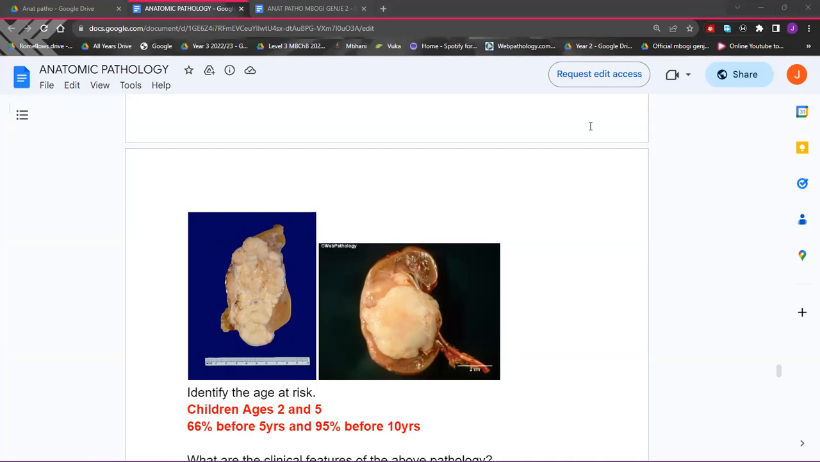Now, what are some of the clinical features of Wilms tumor? How will the patient present? Hematuria, exactly, because of injury to the kidney, leading to bleeding. Hypertension, yes. Abdominal pain, exactly. There'll be a palpable abdominal mass, yeah. Also, don't forget features of anemia, such as dizziness and headache and palpitations. Why do we have features of anemia?